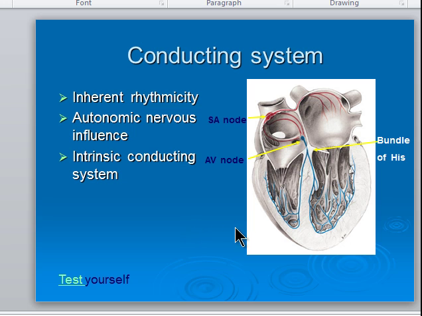Then you look at the conducting system. So, you look at these pictures. Notice how the AV node is so close to the interventricular septum. Notice how the AV bundle and the bundle of His and the right and left bundles are related to the interventricular septum. So this one is close to the interatrial and these in the interventricular.